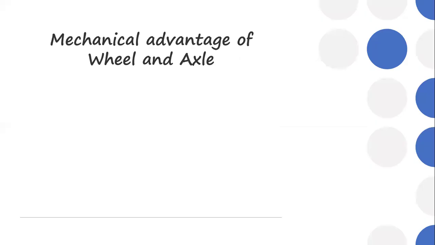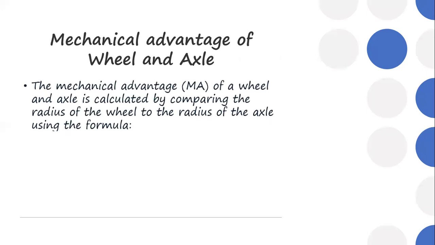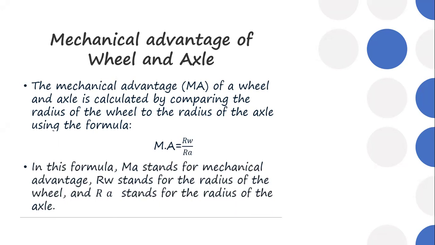Now, when you're talking about the mechanical advantage of the wheel and the axle, you can simply obtain it by comparing the radius of the wheel and the radius of the axle, using the formula as below, that is MA is equal to RW over RA, whereby MA stands for the mechanical advantage, RW stands for the radius of the wheel, and RA stands for the radius of the axle. So you can find the mechanical advantage simply by taking the radius of the wheel upon the radius of the axle.